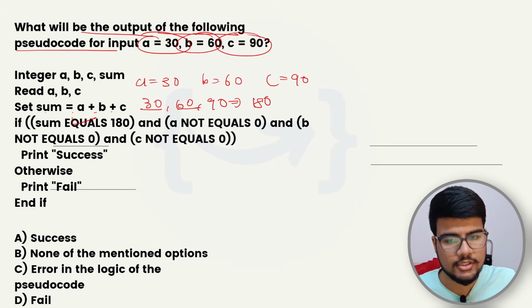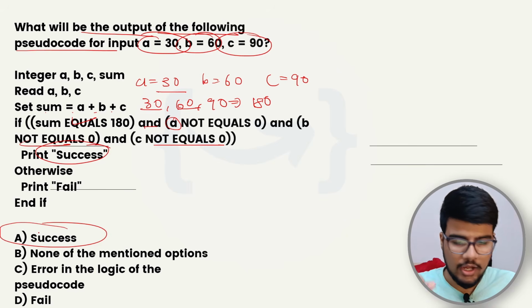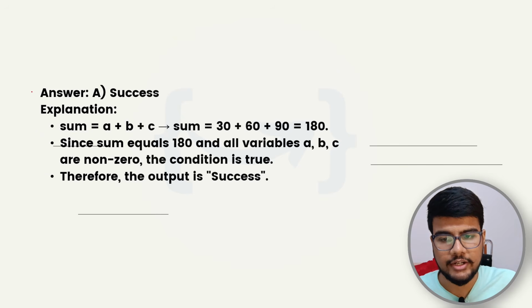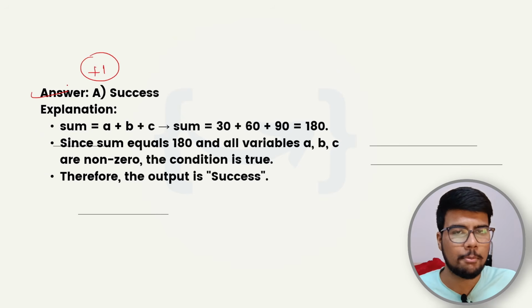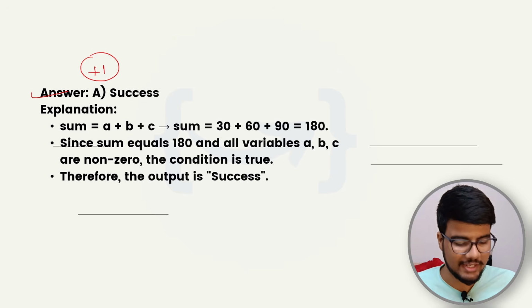So if this condition is true, and not equal to 0: A is not equal to 0, A is 30; B is not equal to 0, C is not equal to 0. Every condition is true, so it will print success. Yes, printing success. So option A is right. So +1 in your mark sheet, and try to solve with me so that you will be able to solve all the questions in Accenture too.